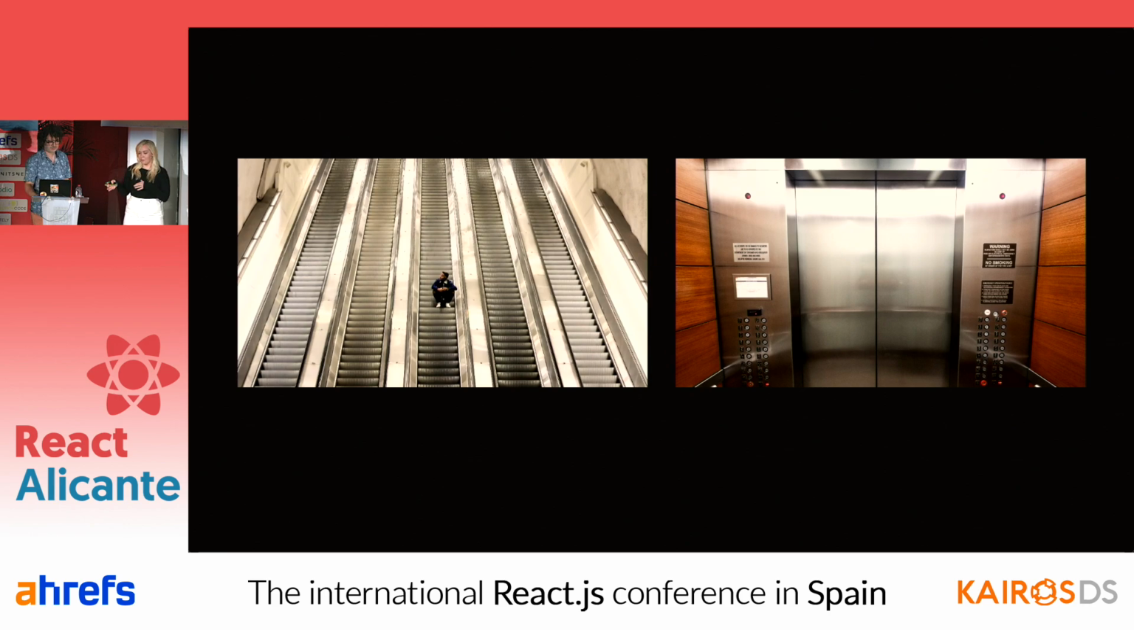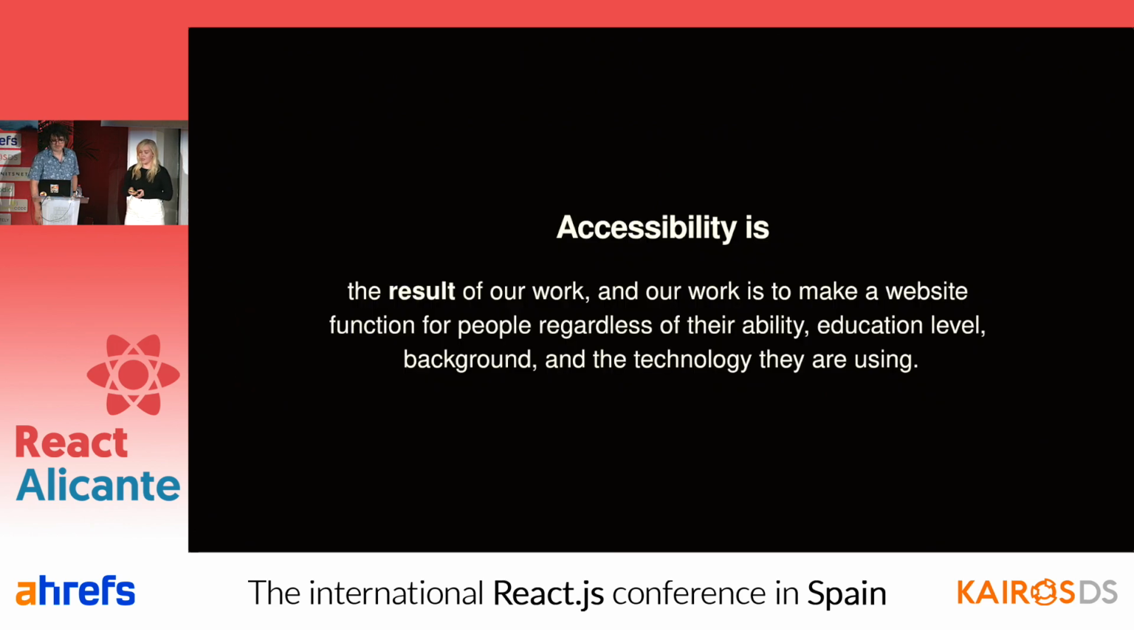So everyone with a temporary disability, which can be someone carrying a baby or a wheelchair, can only use the one on the right side. So it's accessibility. And to go deeper into definition, there is a process of building the website. So accessibility is the result of this inclusive process where we think about people regardless of their ability, education level, background, and technology they're using.